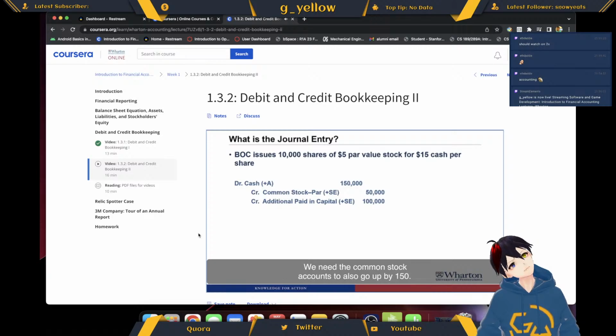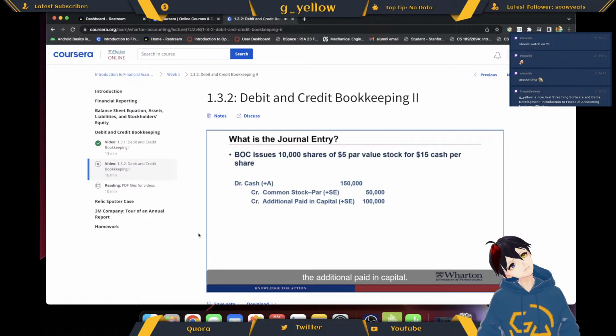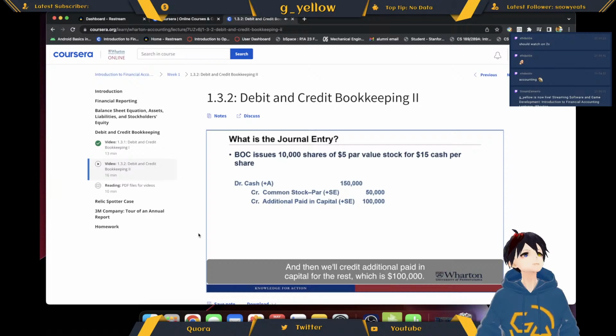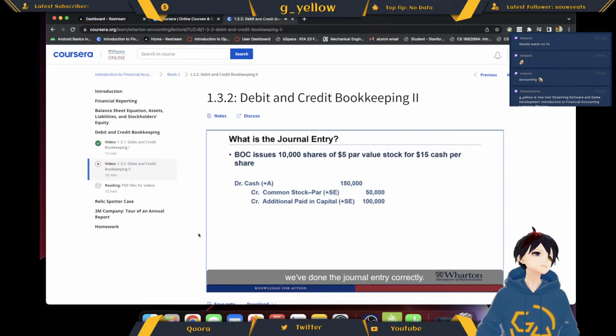We need the common stock accounts to also go up by $150,000, but we have to split it between the par value and the additional paid-in capital. So we're going to credit common stock at par for $50,000, which is $5 par value times 10,000 shares, and then we'll credit additional paid-in capital for the rest, which is $100,000. So now we have $150,000 of debits, $150,000 of credits. We're in balance, and we've done the journal entry correctly.